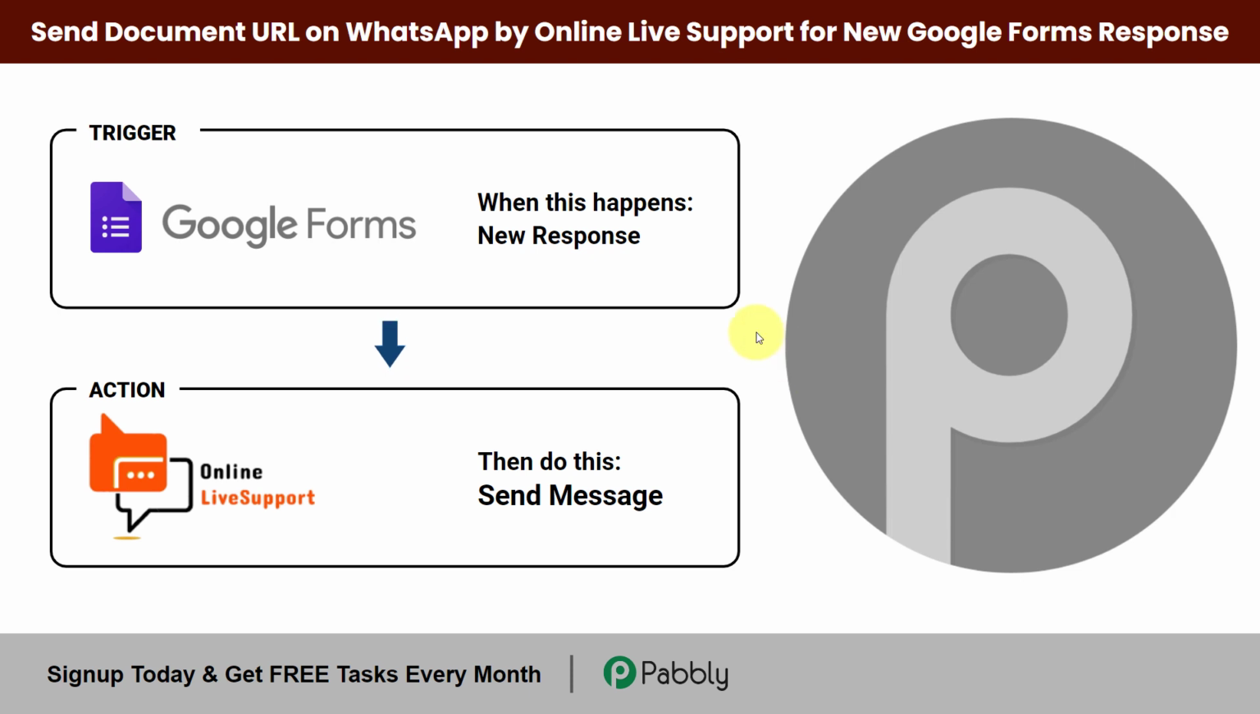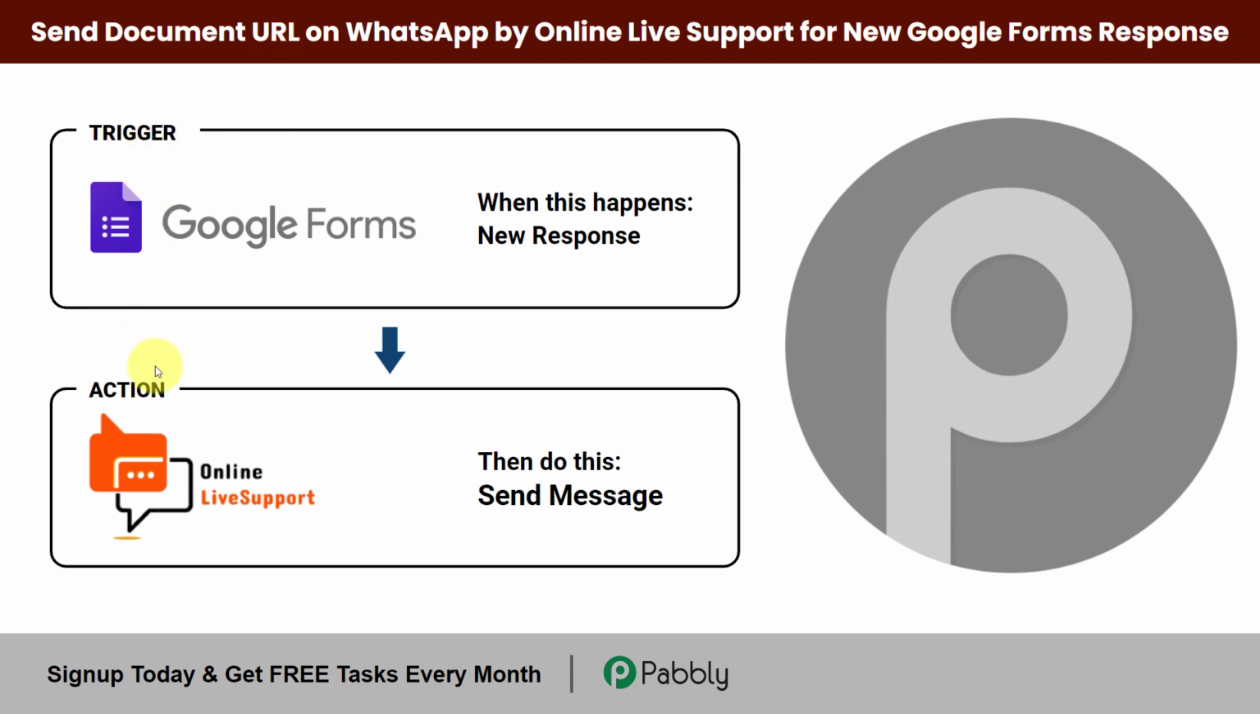In this video, we are going to understand how to send a document URL on WhatsApp by online live support for a new Google Forms response. So here my objective is that every time a new response is registered through Google Forms or any other form builder application, I should be able to send a message along with the document URL to the admin. Now how can that happen?